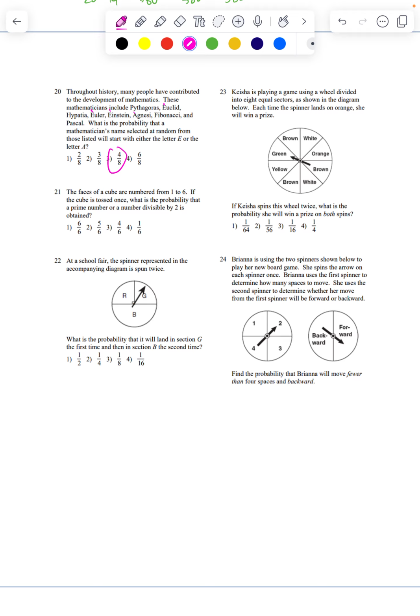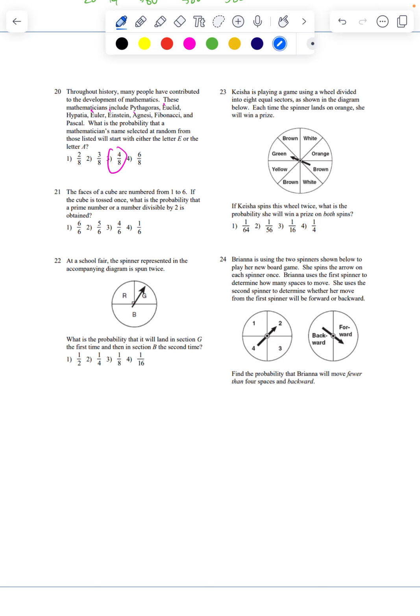Now, the next one's asking, the faces of a cube are numbered from 1 to 6. If the cube is tossed once, what is the probability that a prime number or a number divisible by 2 is obtained? Oh my God, who's making these questions? All right, if a cube is tossed once, this is a dice. Why would they say cube? What is the probability that it is a prime number?